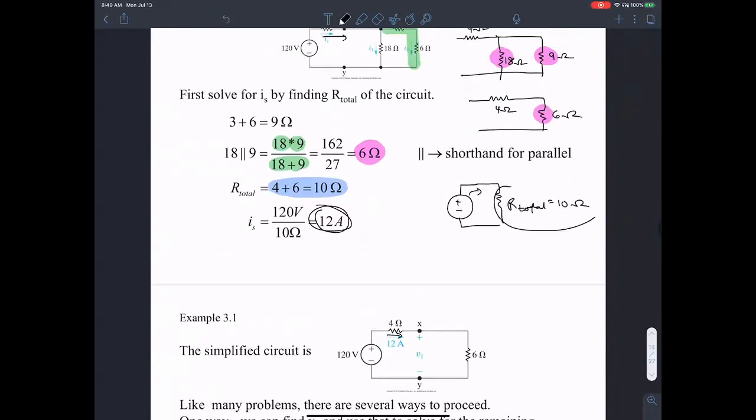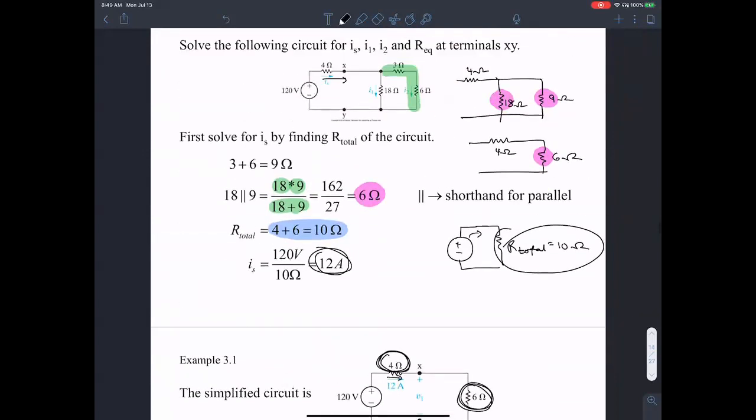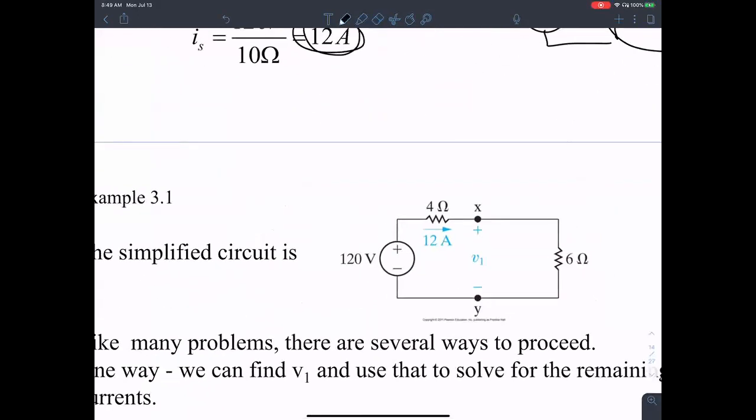10 ohm resistance here, which is nothing but a combination of 4 ohms and 6 ohms. Okay, so the first idea was to find out IS. The first problem was to find out IS. And sure enough, I found out IS, the current flowing in this 4 ohm resistance, to be 12 amperes. So IS is that guy. The same current is splitting here.